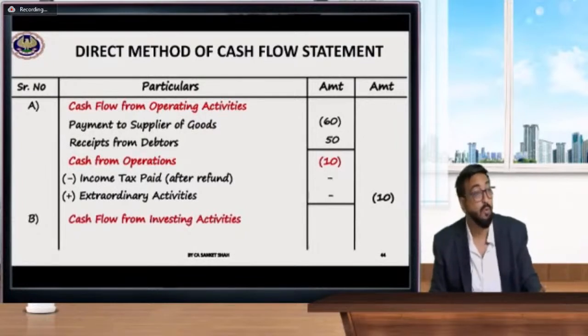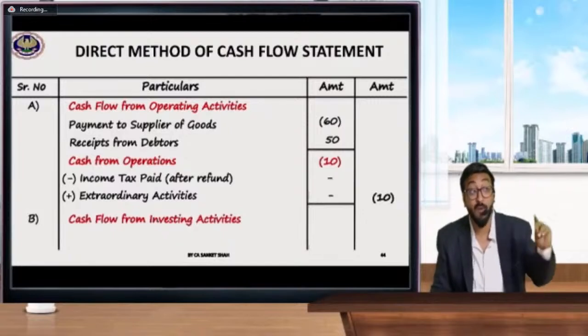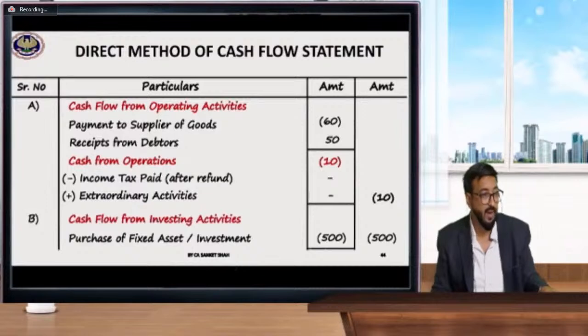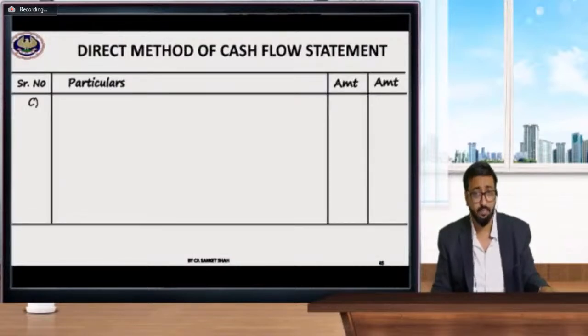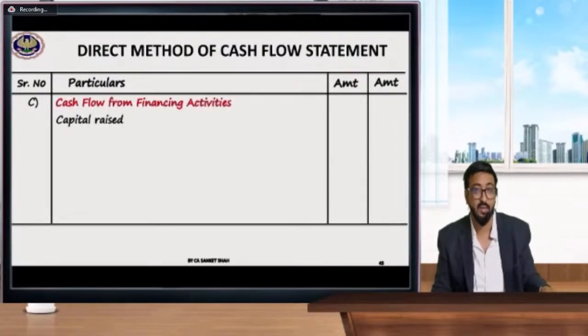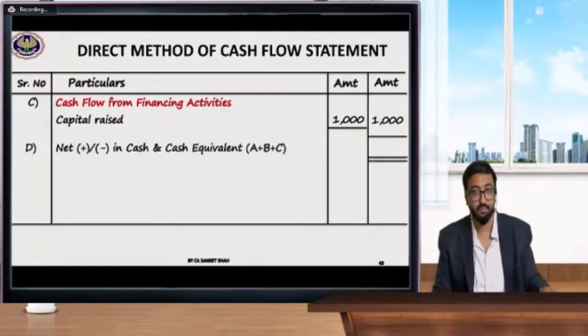What is the cash flow from investing activity? Outflow of 500. Very good. You bought that fixed asset, 500, so this is directly 500. So -10, -500. And financing activity: capital introduced 1000, so capital raised is 1000 in the outer column. So how much balance? -10, -500, plus 1000. So the net increase in cash is 490.